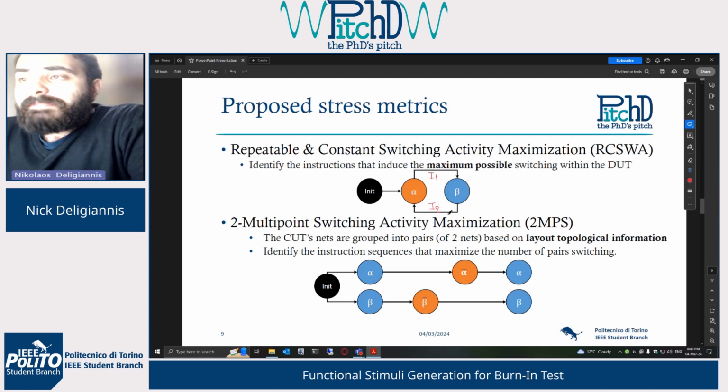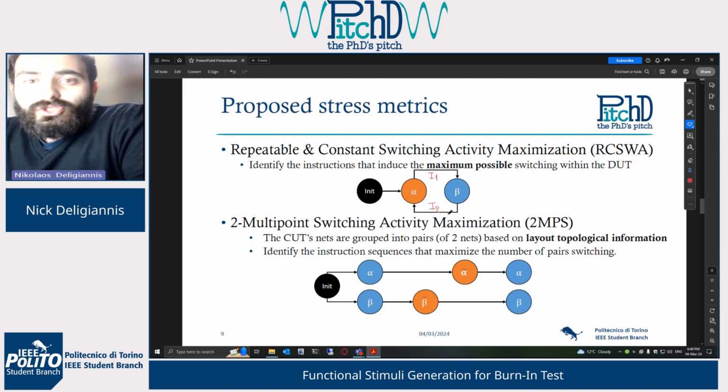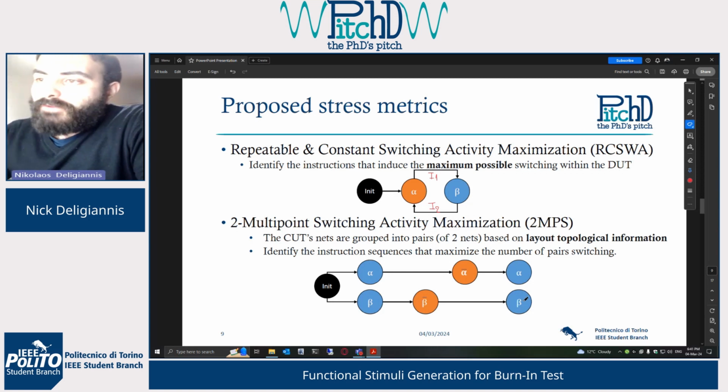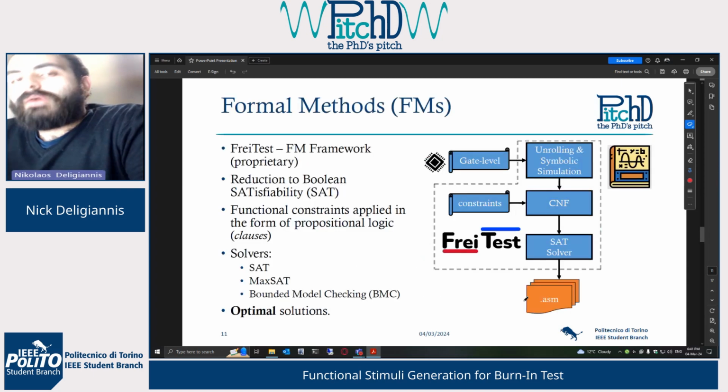Then on the other hand, we have the multi-point switching activity maximization of size 2. Here, we dissect the DUT, as I mentioned previously, into neighborhoods of size 2. So we have 2 nets per neighborhood. And the grouping is performed by minimum distances that are computed from the layout topological information of the circuit. So this must be present at this stage. And now, for each of the neighborhoods, we start from an initial state, and we try to find the sequence that causes all possible switches for both nets to happen. This is performed for every neighborhood of the stress target. Let's see how we do this.